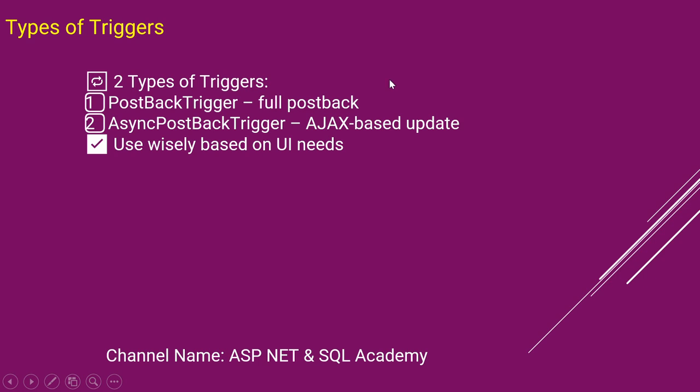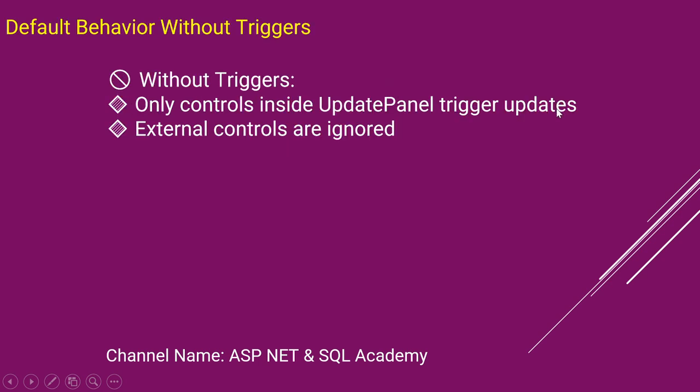There are two types of triggers. Postback trigger causes a full postback, while async postback trigger ensures a smooth partial page update. By default, only controls inside the UpdatePanel trigger Ajax updates. External controls will not cause any updates unless you define triggers.